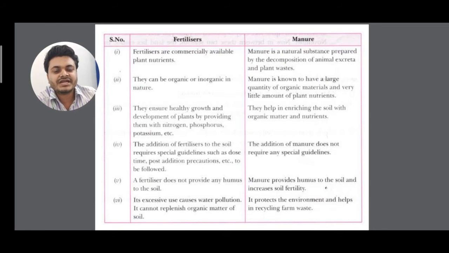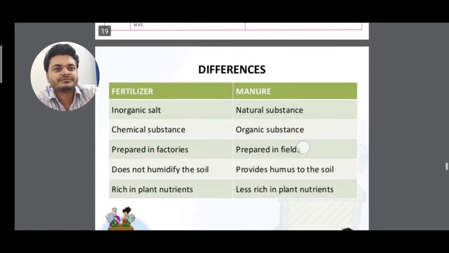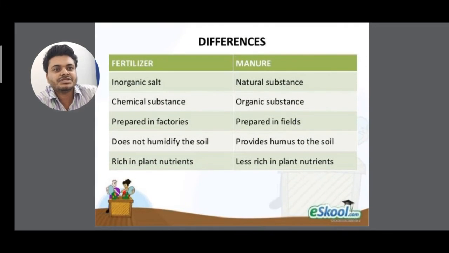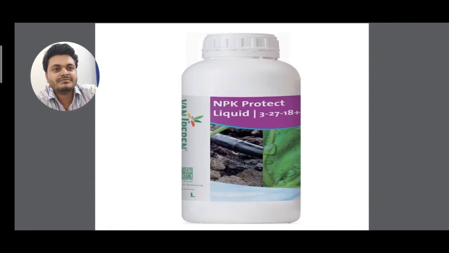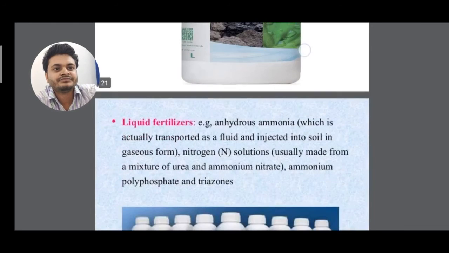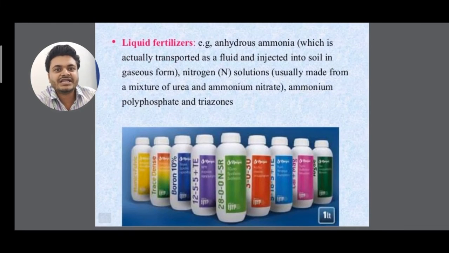Manure is cheap, clear. Fertilizer is costly, clear. Fertilizer can be transferred from one place to another place easily, but manure is not easily transported, clear. You go through it. There's one more difference I've given. You just go through it. So these are the examples of fertilizer. See, NPK: N for nitrogen, P for phosphorus and K for potassium. These are also liquid fertilizers, clear. Those fertilizers that are in liquid form, like anhydrous ammonia, clear.